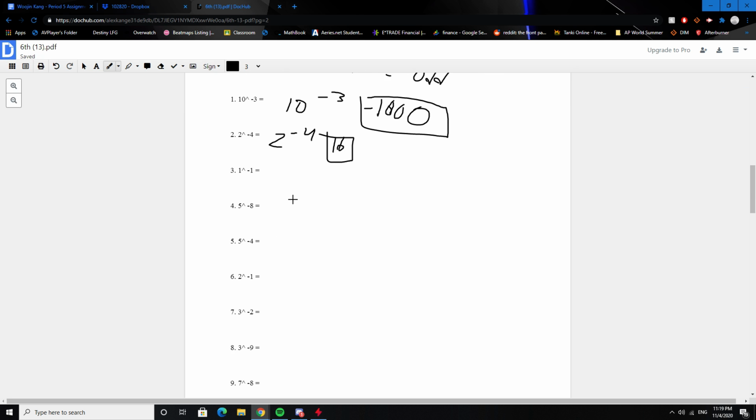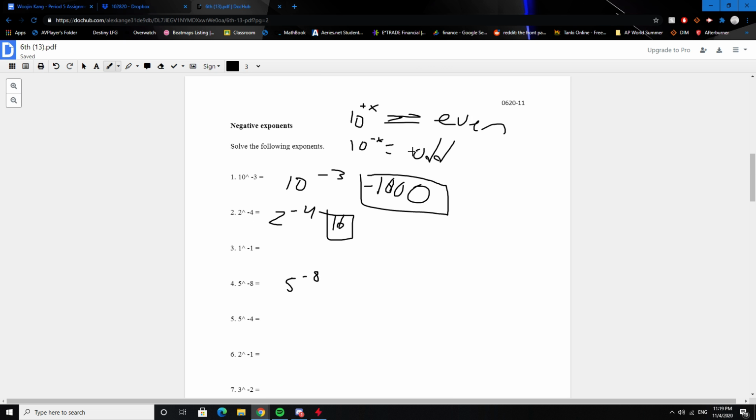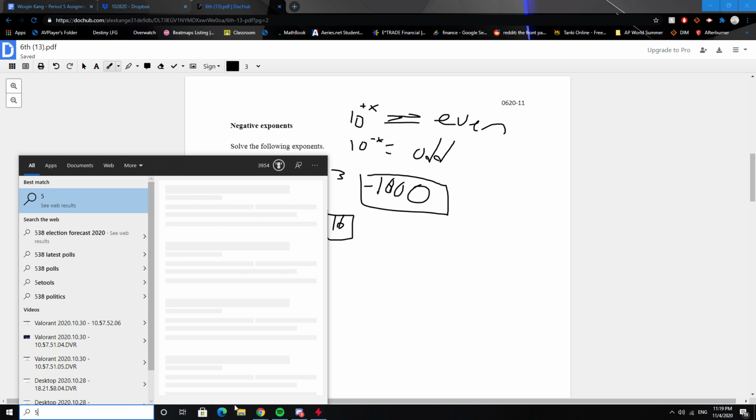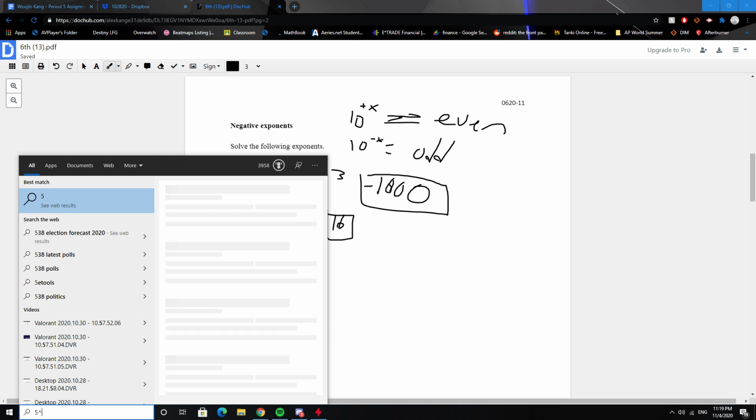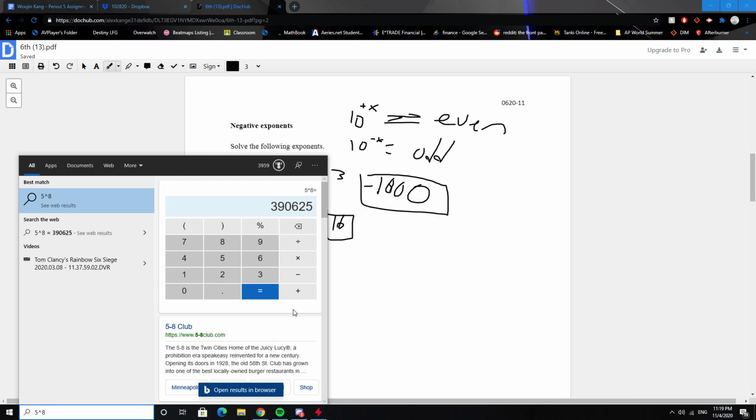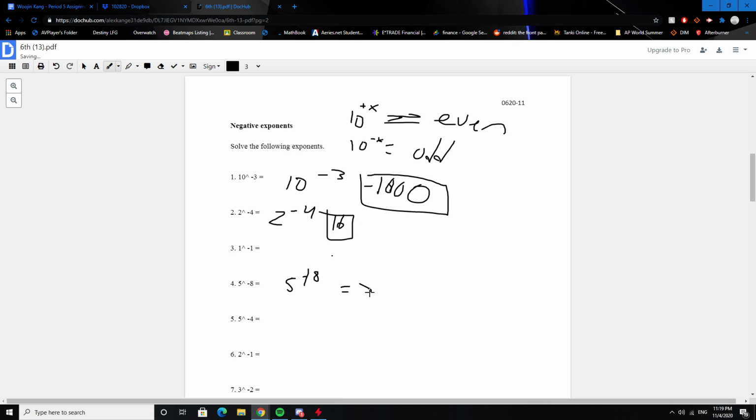So let's do 5 to the -8th power. We recognize 8 is an even number, so you know this answer will be a positive number, and you don't have to worry about this negative anymore. 5 to the 8th power, I don't know what that is, so I'm going to have to use a calculator real quick. Oh, that's a big number. 5 to the 8th power is 390,625.